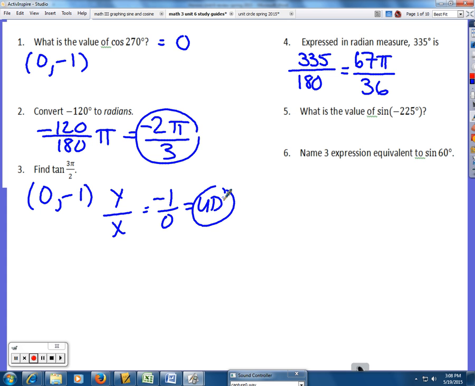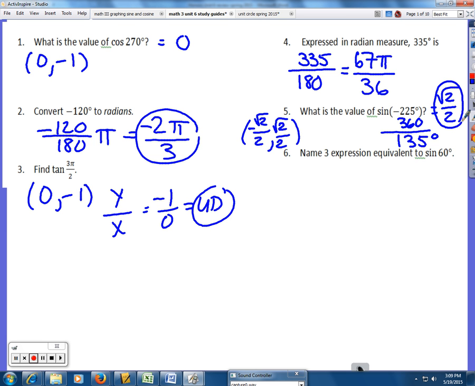The value of sine of negative 225. So number 5, remember you add 360 to get the reference angle. And when you do that, you get 135 degrees. So I really want the sine of 135 degrees. Well, that point is negative square root of 2 over 2, square root of 2 over 2. So the sine would be the y value, which is square root of 2 over 2.